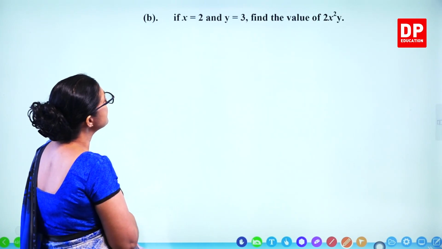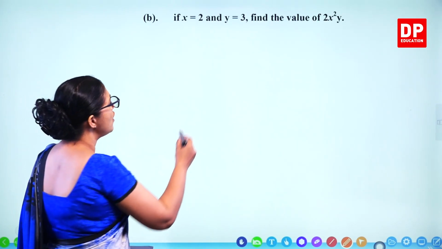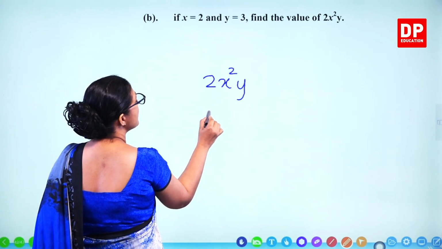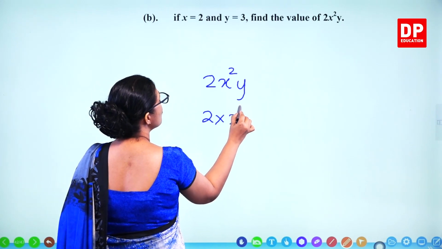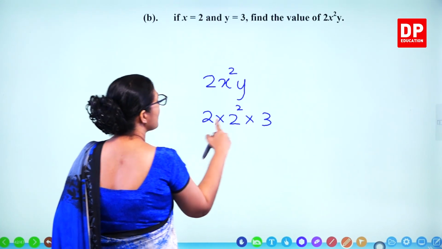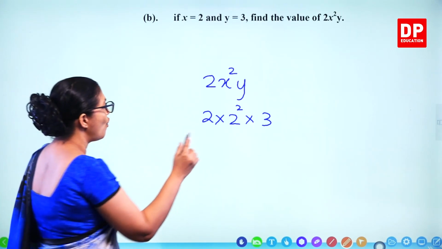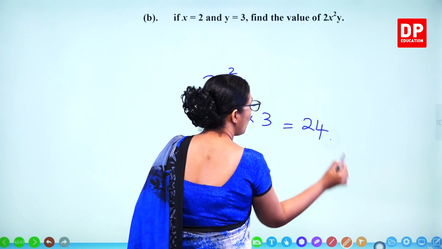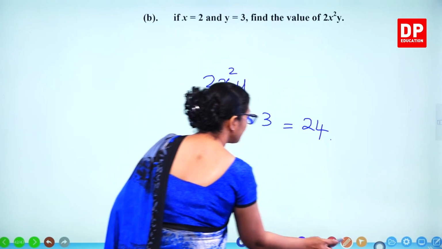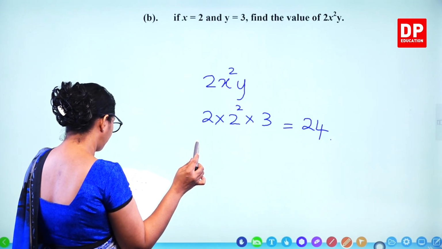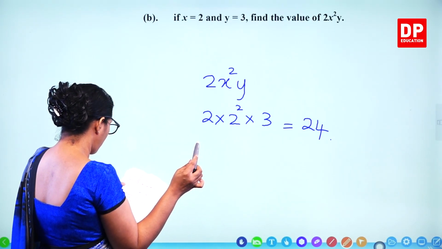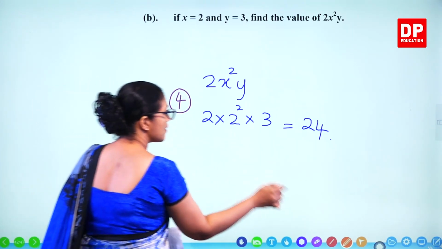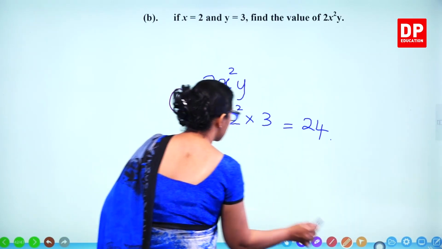Part B. If x equals 2 and y equals 3, find the value of 2x squared y. The substitution. x is 2. 2 to the power 2. y is 3. 2 to the power 2 is 4. 4 times 2, 8. 8 times 3, 24. So how many marks? You are getting 4 marks for that. Substitution and getting the correct answer, 4 marks.